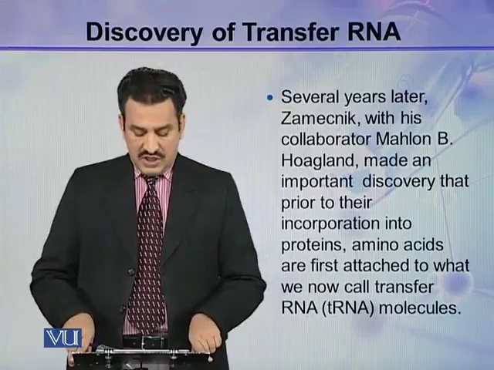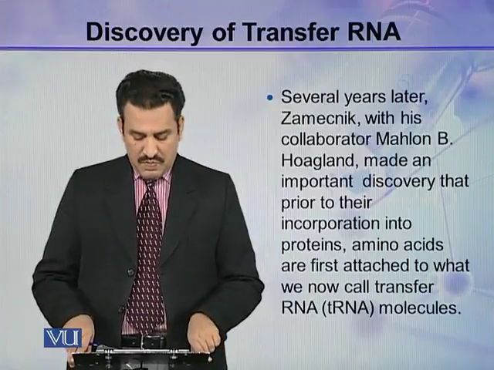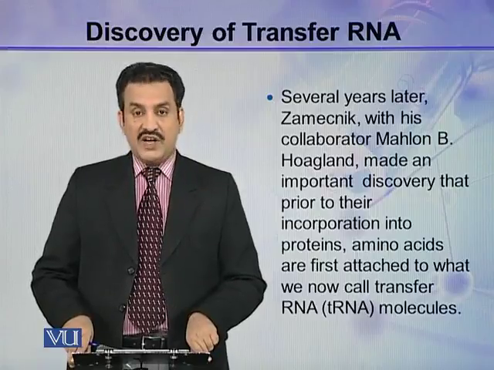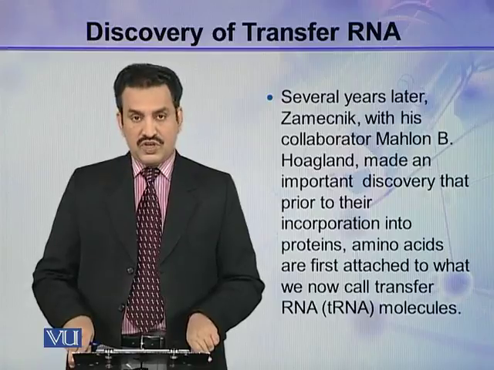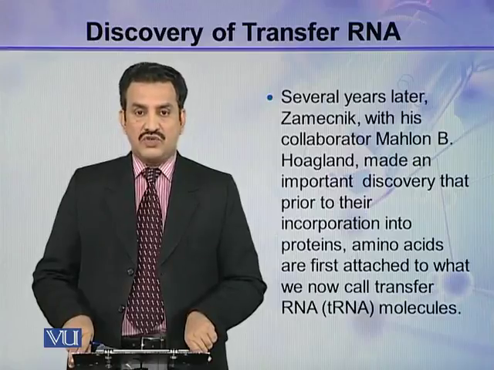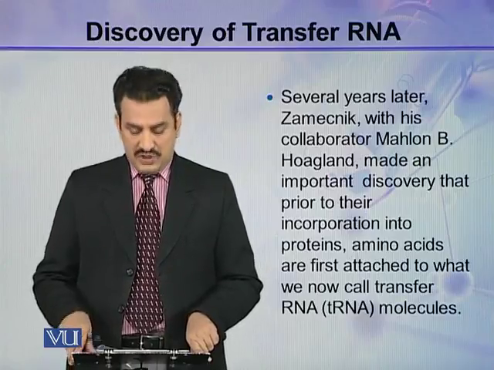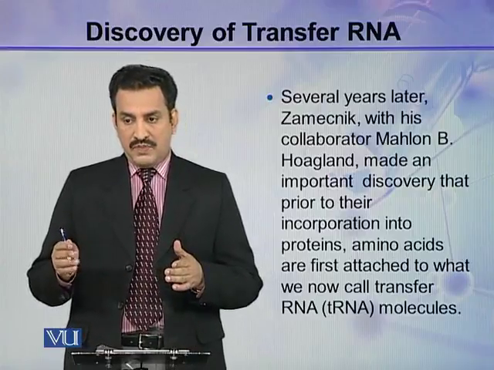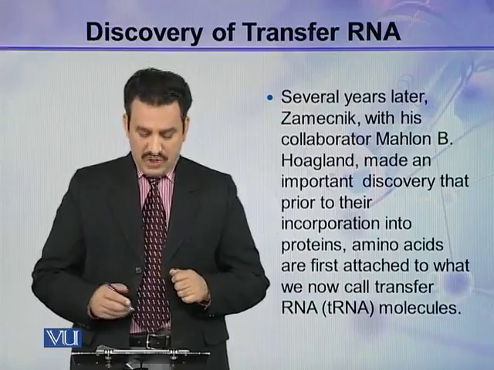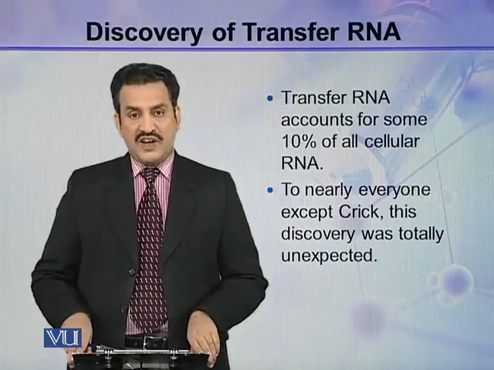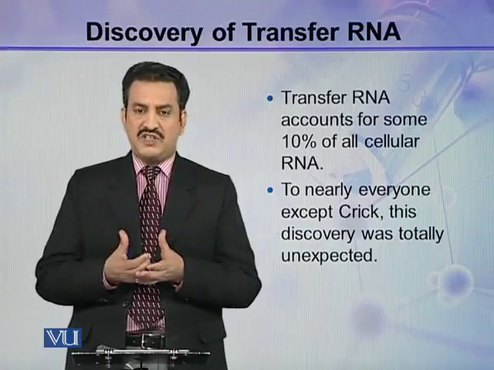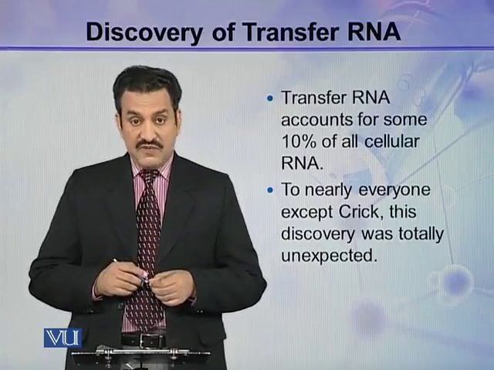Several years later, Zamecnik with his collaborator Mahlon B. Hoagland made an important discovery: prior to their incorporation into proteins, amino acids are first attached to what we now call transfer RNA, or tRNA, molecules. So before entering into proteins, these amino acids are attached to tRNA molecules. Transfer RNA, or tRNA, accounts for some 10% of all the RNA present in a cell.